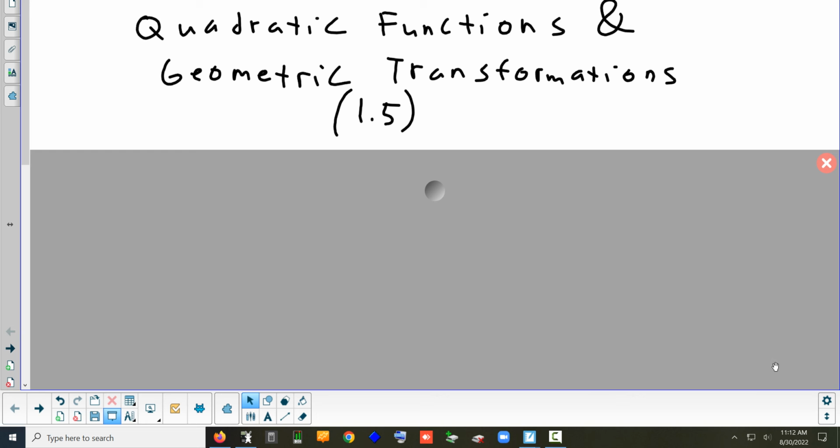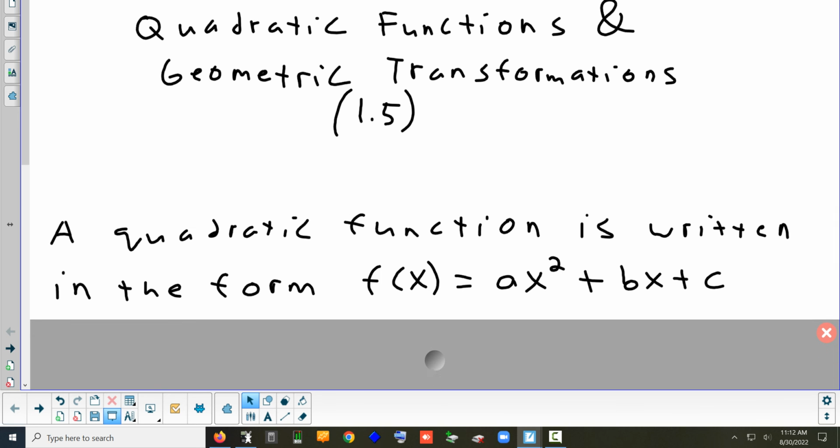Transformations include shifting up and down, left and right, those are your shifts, reflecting over the x or the y-axis, or stretching or compressing vertically, or stretching and compressing horizontally. We're going to look at most of those transformations, but we're going to start out by looking at them with parabolas.